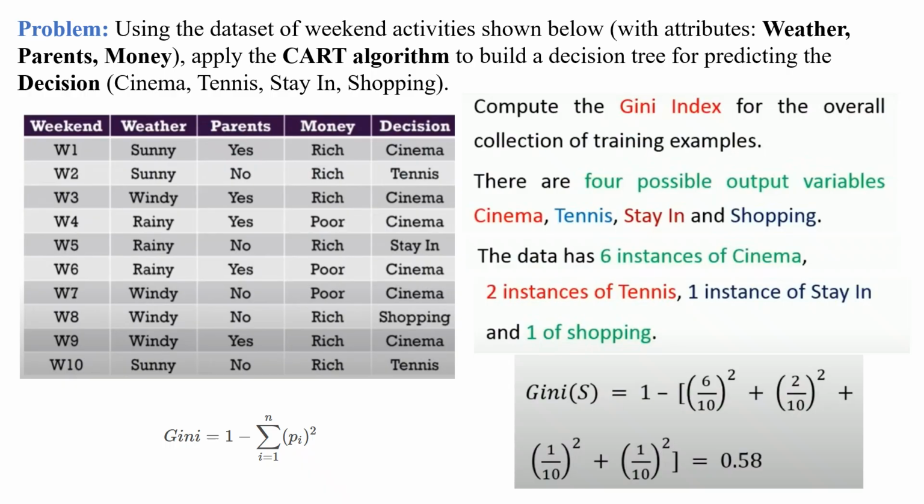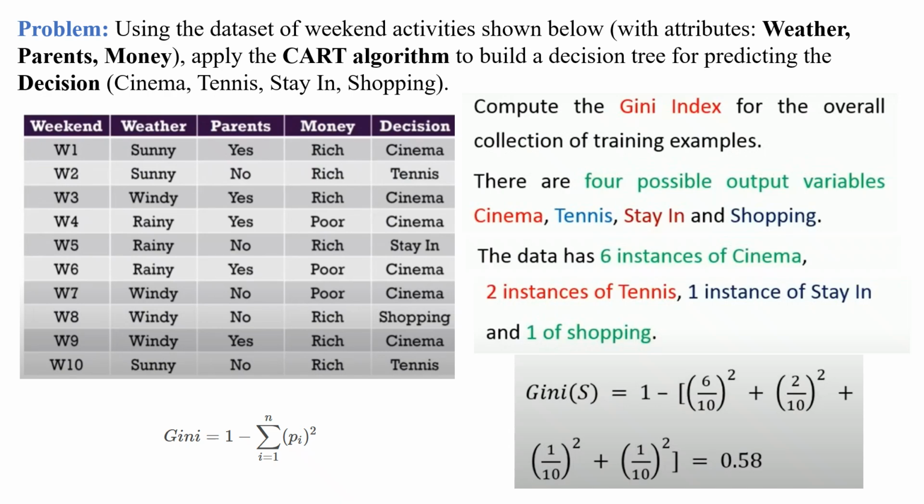We have been given a data set for weekend activities, with attributes weather, parents and money. Here there are 4 decisions as an outcome: cinema, tennis, stay in and shopping. For the CART algorithm we will be using the Gini Index. The formula for the Gini Index is 1 minus the summation of probability pi the whole square.